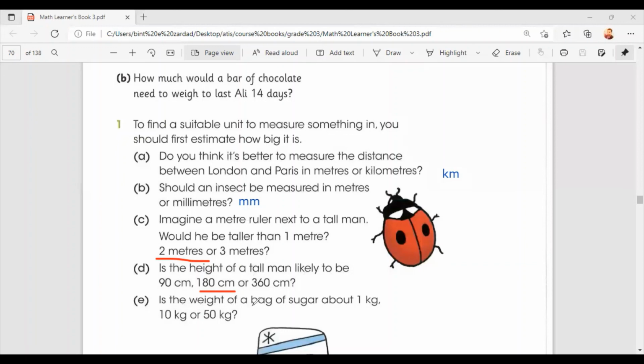Is the weight of a bag of sugar about 1 kg, 10 kg, or 50 kg? Mostly 10 kg. If you're going to a big grocery store, we are buying in 10 kg bags. Mostly 5 or 10 kg. So 10 kg is normal, not 50 kg, not 1 kg.